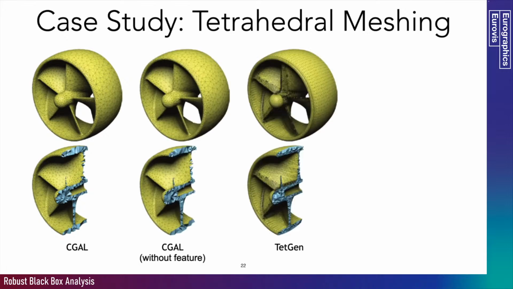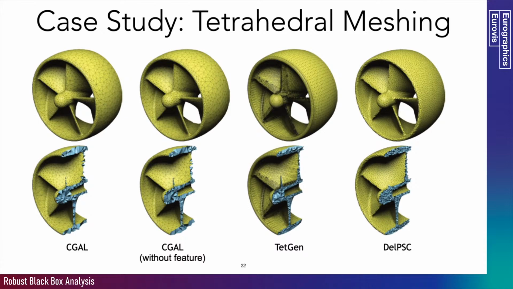One is Seagull, another one is TetGen, DelPSC, and many more. And when I try to use this software, one of the problems I always had is that my models were never good enough. They always had small imperfections, like a hole somewhere, or an intersection, or maybe a triangle of bad quality.